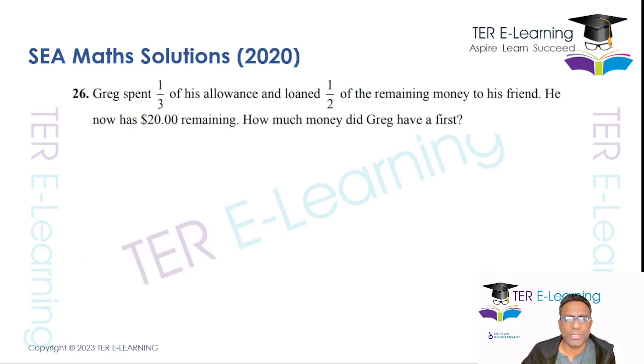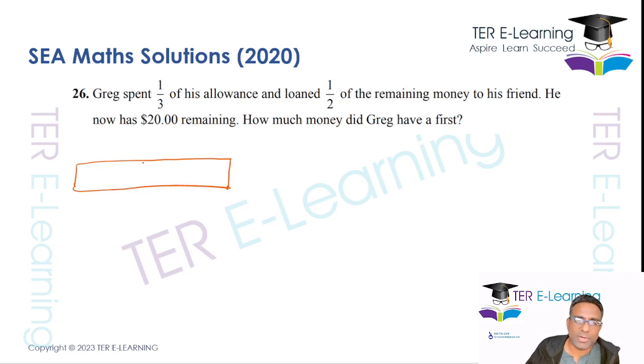Gregory spent 1/3 of his allowance and loaned half of the remainder to his friend. He now has $20 remaining. How much did Greg have at first? Now, with these questions, the best thing to do is to draw a simple diagram. So he spent 1/3 of his allowance, so we could draw a simple diagram like this.